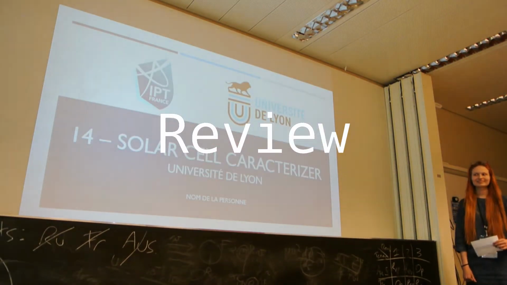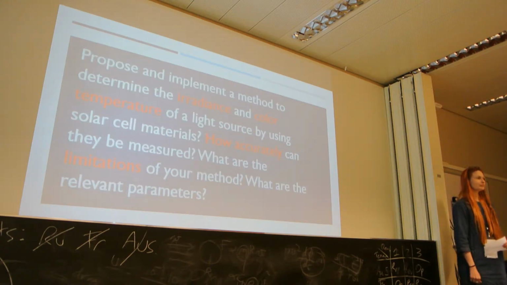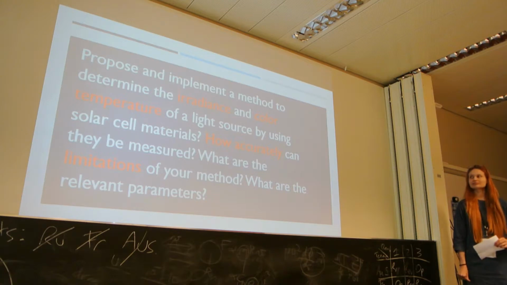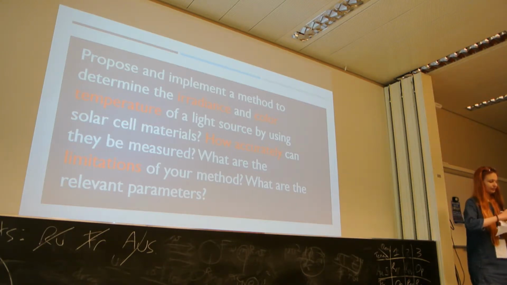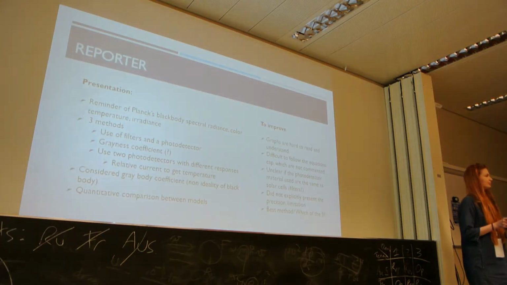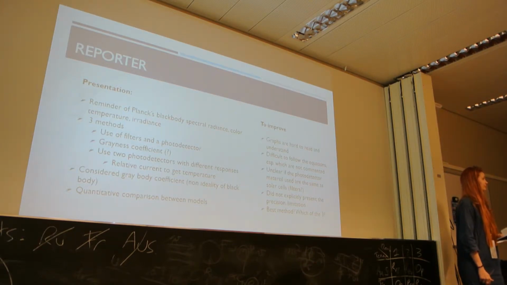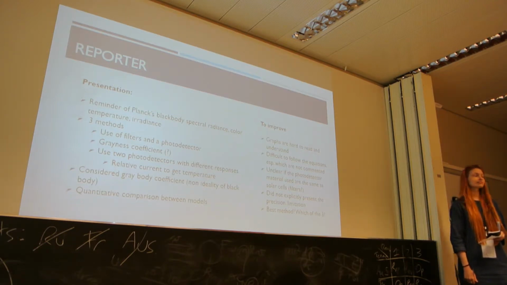So thank you for your presentation. I would like first to remind the subject. The subject asked to determine the color temperature and irradiance of the light source by using solar cell materials. They asked specifically about the accuracy of the method, the limitation of the method and the parameters. To sum up, the reporter's presentation reminds us of theoretical considerations of black bodies, Planck's spectral radiance, color temperature, and the definition of irradiance.